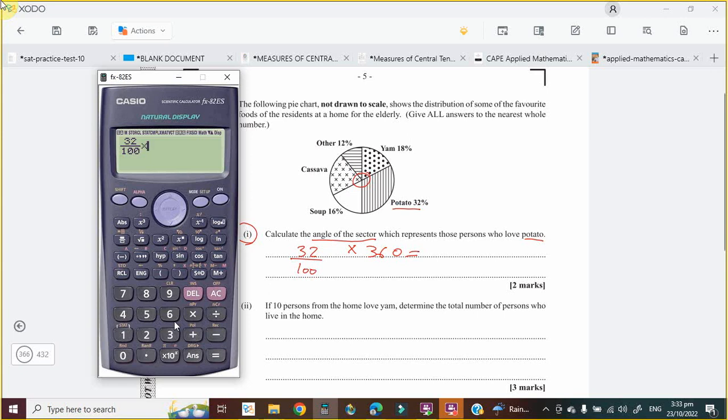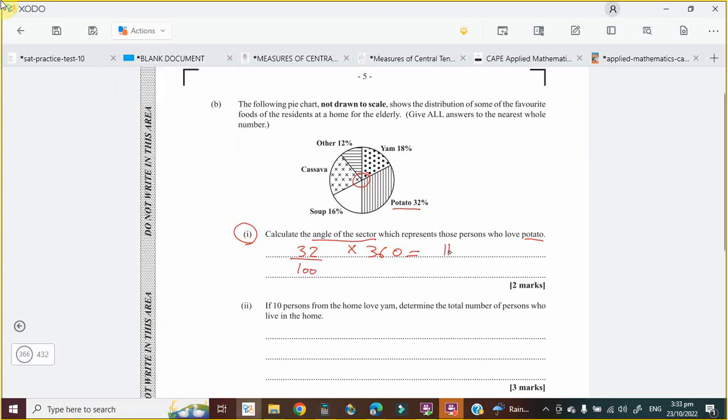So what did you expect to do? I notice they say give the answer to the nearest whole number, so we're going to just put 115 degrees. All right, Lamar, you ready? It tells us 10% from home love yam. Determine the total number of persons who live in the home. So we know this represents 10 people, right? What are we going to do now?